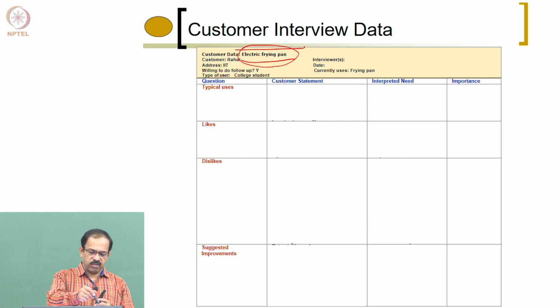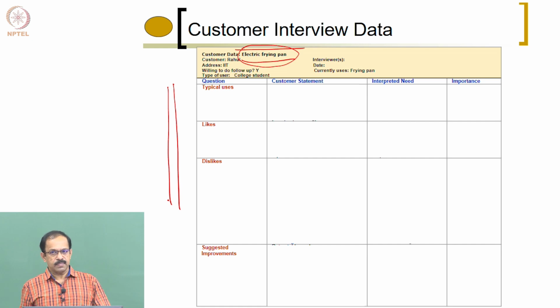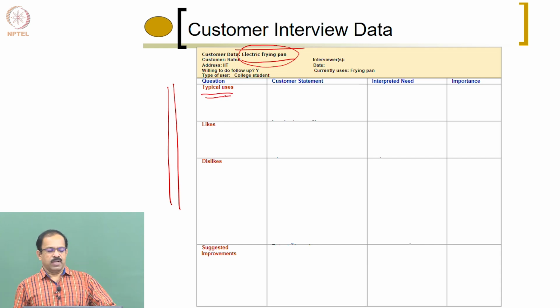So they will do a customer interview using this like-dislike form, and the question will be: what are the typical uses you have for this product? The customer needs to tell what things he uses the frying pan for, or what applications he has for it. What are the applications you can think of for a frying pan? Making Maggie, okay. Then that's all. Beat people, okay.